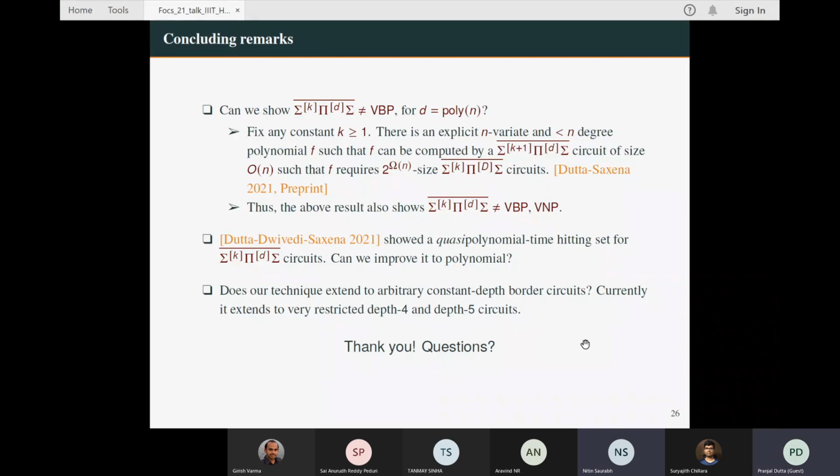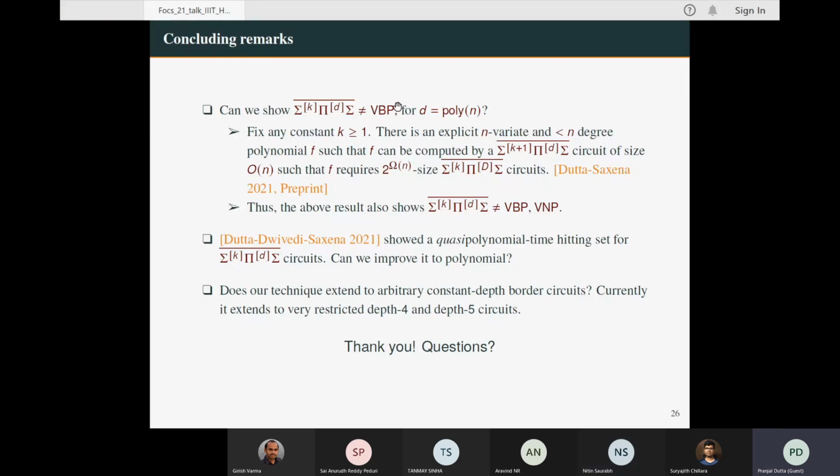If I remember correctly, this polynomial which is in k+1 fanin has a small formula, right? So you can separate VF. I'm not saying that separation, I'm saying inside VF. Separation is known, but that does not mean it's contained in formulas. But you can definitely show that there is something in formula which is not computable here. So separation is clear.